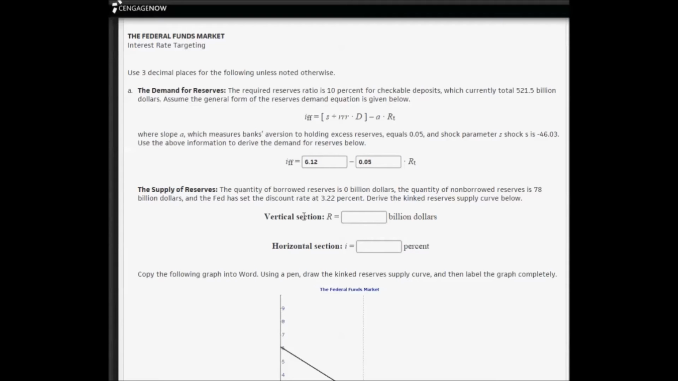The vertical section is the sum of borrowed reserves, $0 billion, and non-borrowed reserves, $78 billion. The horizontal section of the supply curve is the discount rate, 3.22%.